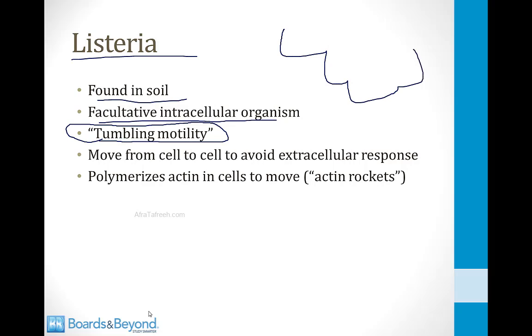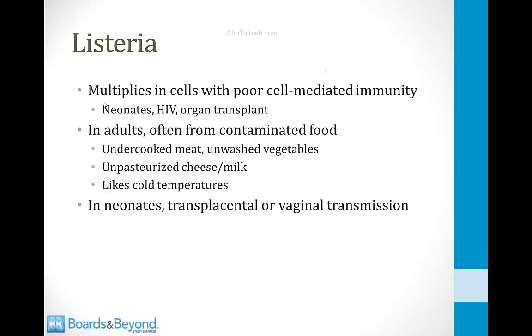The other unique movement feature of Listeria is that it moves inside of cells from cell to cell to avoid any extracellular exposure or immune response. And inside of cells, it can actually take over the host cell machinery and polymerize actin to move. These are called generation of actin rockets because it moves very quickly inside cells using the host machinery. Listeria tends to infect people who have poor cell-mediated immunity, so newborn babies, HIV patients, organ transplant patients, all of these groups of patients have poor cell-mediated immunity.